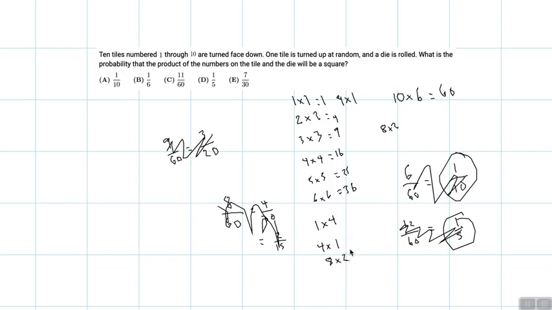Then for 36, we could have 9 times 4. Anything else? Yeah, and that might do it. 1, 2, 3, 4, 5, 6, 7, 8, 9, 10. 10 over 60 options is 1/6. Yeah, so I'd say answer choice B here.